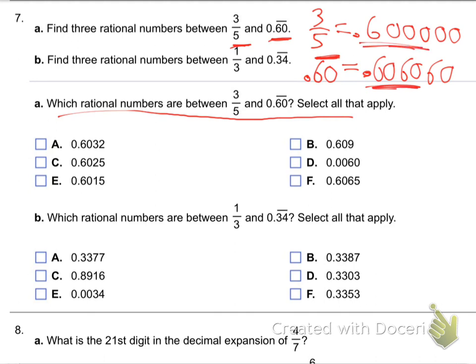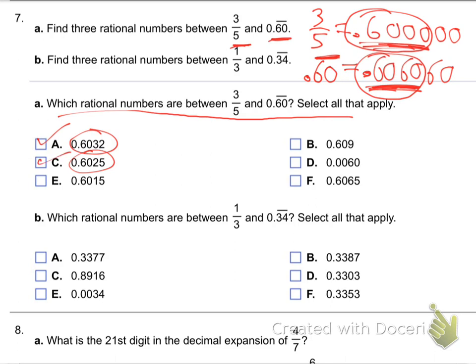It's like looking at 6,000 and 6,060, just to make it easy. Say which ones are between. Is 6,032 between 6,000 and 6,060? Yeah, check. Is 6,025 between 6,000 and 6,060? And the reason I'm stopping at 4 places is because that's what they're doing in all their answers. So I'm just comparing 4 places.